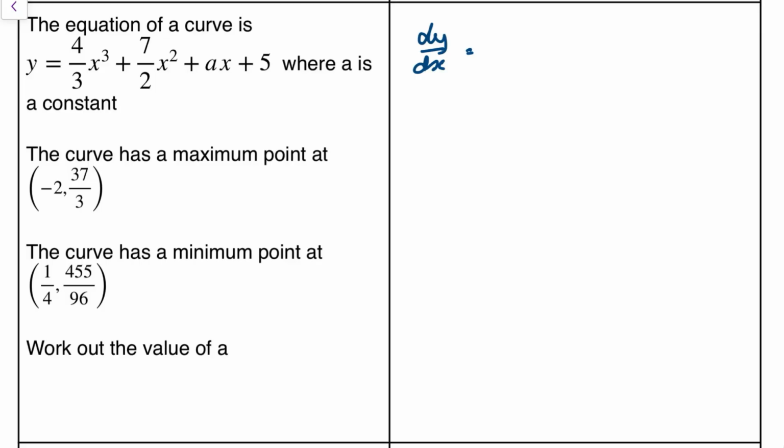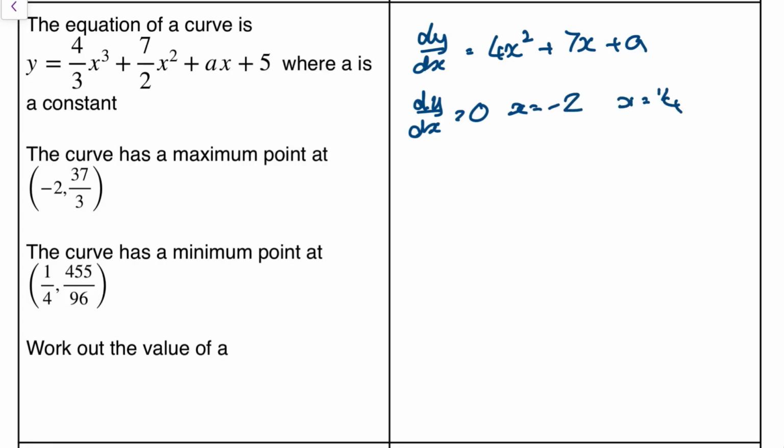So 4x, oh, okay, now I see why the fractions are there. So 4 over 3x cubed differentiated is 4x squared. Then 7 over 2x squared differentiated is 7x, and then that's plus a. Then I know the maximum point. Now, maximum means dy dx is equal to 0 at the point x equals minus 2 and at the point x equals a quarter. Now, what I don't understand is I've got 2 ways of finding A.